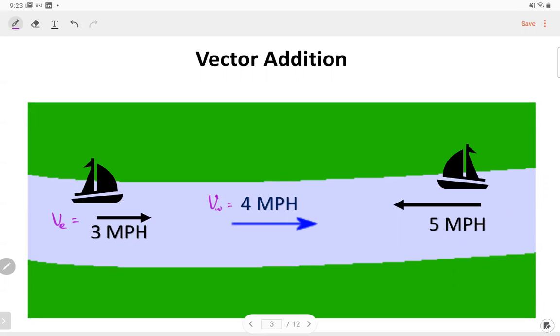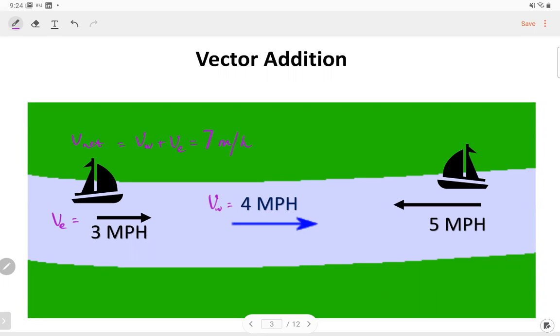Then in this case, what's the net velocity, the net speed of this boat? We need to add them. So we have the speed of the water plus the speed of the engine. That will be 7 mph. This is the net speed for the left boat.